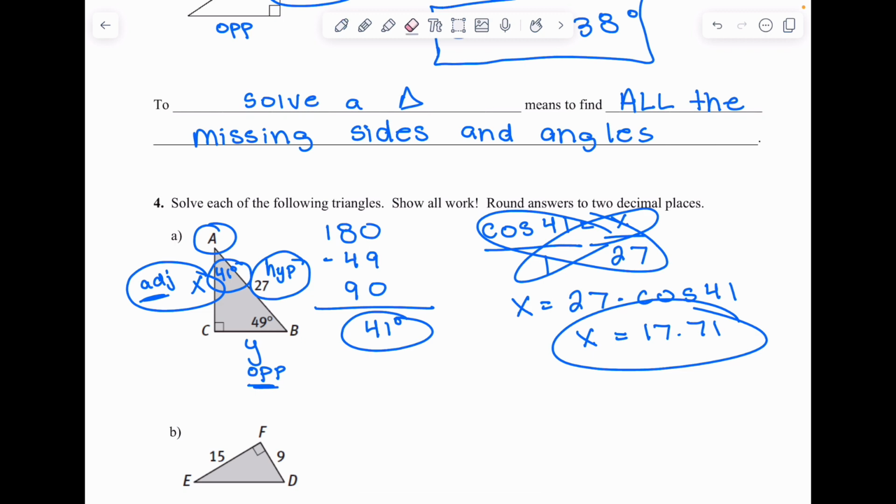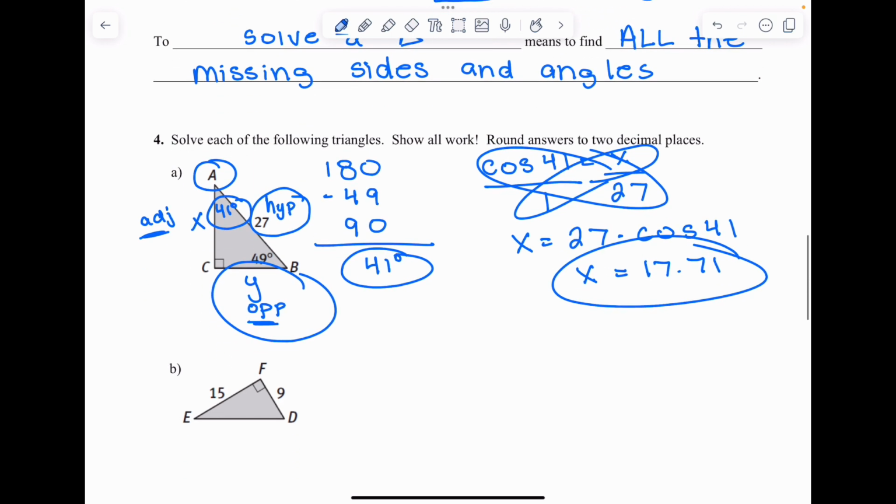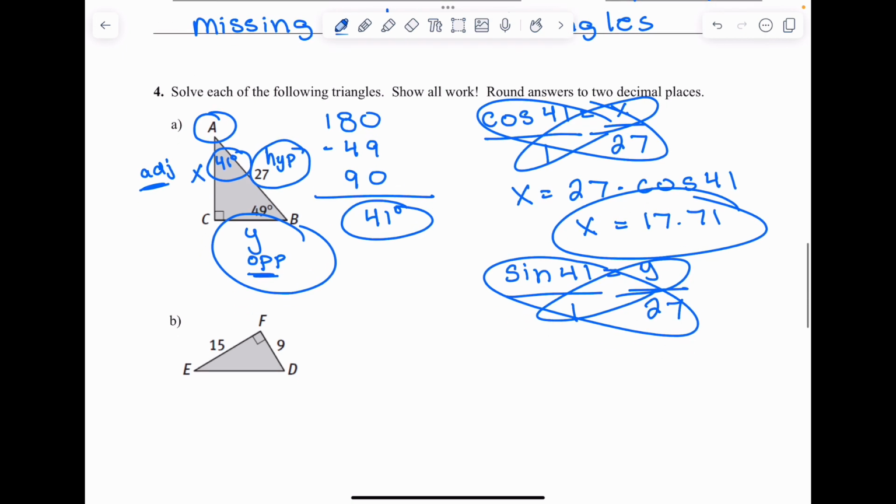I now need to find y. So instead of using adjacent, I am now going to use the opposite and the hypotenuse, which would be sine. So the sine of 41 is equal to the opposite over the hypotenuse. I put a 1 underneath the sine of 41 and cross multiply again. And this says that y is equal to 27 times the sine of 41. And this tells me that y is 20.38.